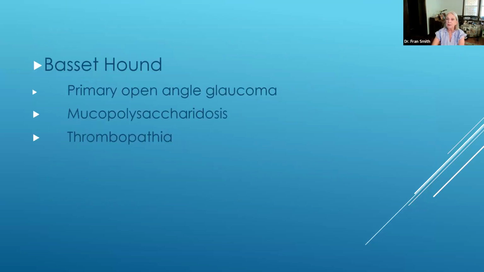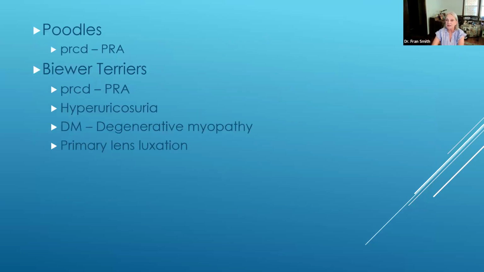So here's an example of test results required by the Basset Hound Club. Primary open-angle glaucoma is a very serious eye disease which results in blindness and huge pain in Bassets. Mucopolysaccharidosis and thrombopathia, so they don't clot normally. So for the Basset Hound Club, in order to get a CHIC number, you have to test for those diseases.